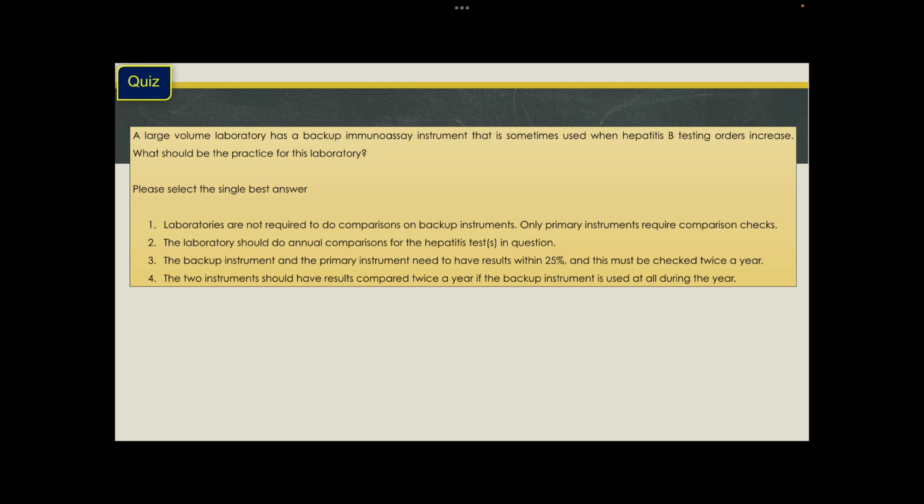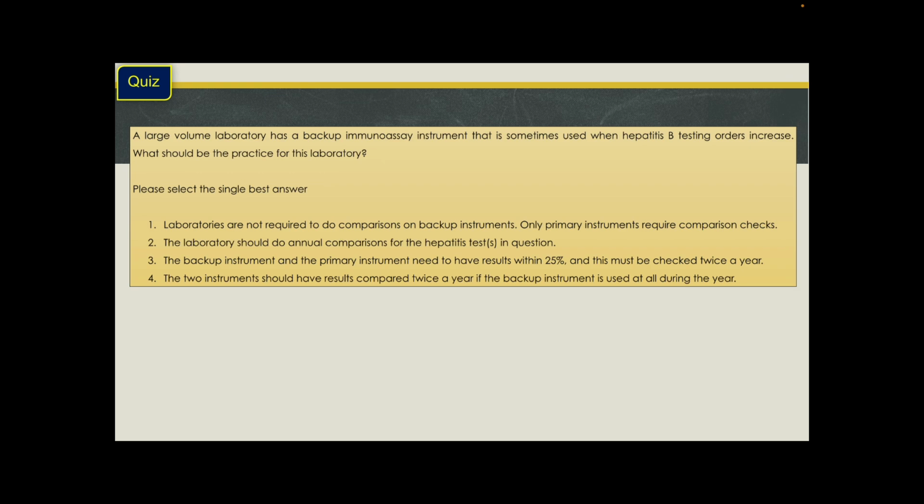A large volume laboratory has a backup immunoassay instrument that is sometimes used when hepatitis B testing orders increase. What should be the practice for this laboratory? Please select the single best answer. 1. Laboratories are not required to do comparisons on backup instruments. Only primary instruments require comparison checks.